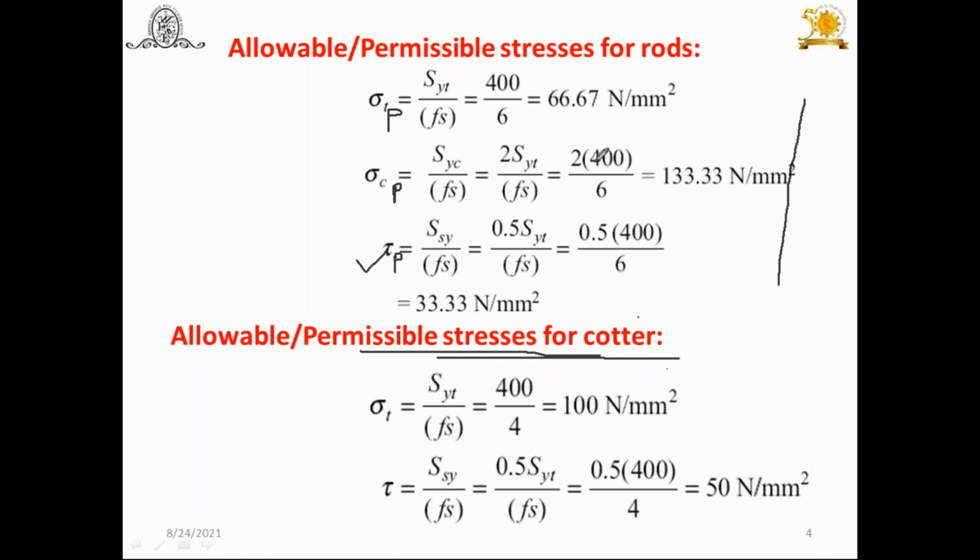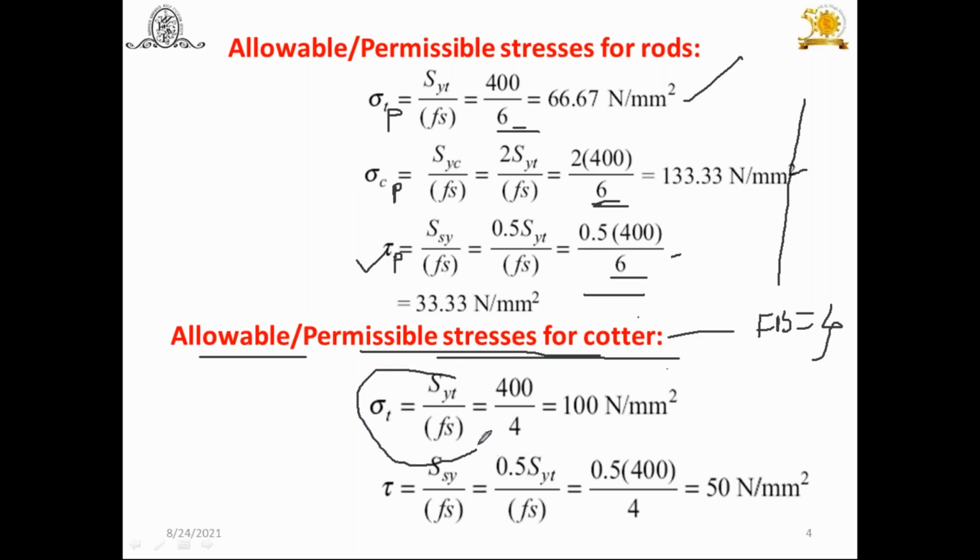Even though the quarter is made up of the same material as the spigot and socket, what is the problem? For the quarter, we have assumed FOS is equal to 4, and for the spigot and socket we have assumed FOS of 6. That's why you will get different allowable stresses for the spigot and socket than the quarter. Now let us find out the permissible stresses for the quarter. The quarter, you know very well, is going to fail due to shear and due to bending. For bending, sigma T is equal to SYT upon FOS. Again, it is made up of the same material, so SYT remains the same. Only FOS is going to change. You can find out sigma T is equal to 100 Newton per meter square.